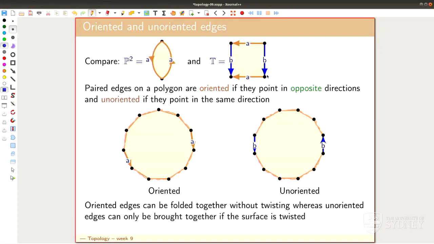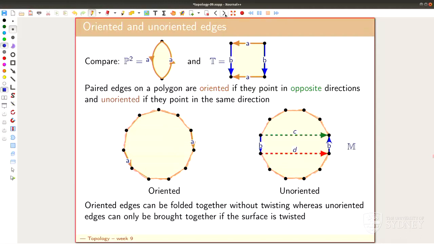So you should already believe me right now that probably the unoriented case is a bit more difficult than the oriented one, right? So we can fold them together nicely for the oriented case, and for the unoriented case we just can't. Okay. So in some sense this is kind of difficult here. We don't know what to do.